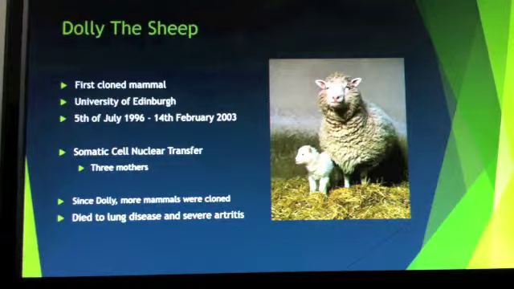Now to Dolly the sheep. Dolly the sheep was the first cloned mammal. She is here on the right side of the picture. This was done at the University of Edinburgh on the 5th of July 1996, the date she was born. Dolly died on the 14th of February 2003. The process that was used to create her was the somatic cell nuclear transfer, which Benedict mentioned before in the presentation. Dolly has three mothers. Since Dolly, more animals were cloned, for example, cats, dogs, wolves, and frogs. Dolly died of lung disease and severe arthritis in 2003.